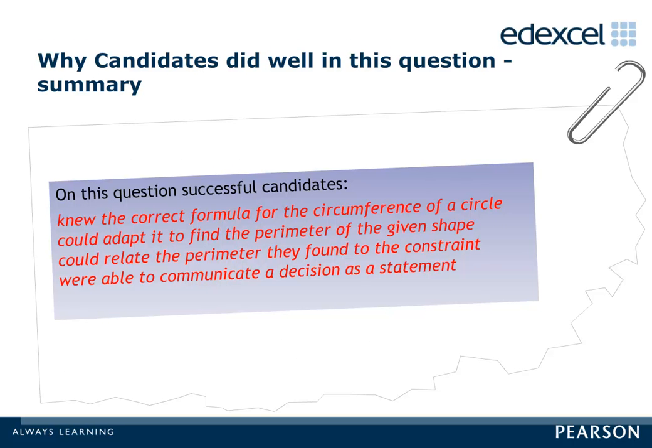In conclusion, candidates who demonstrated good problem-solving skills on this question showed the following. They knew the correct formula for the circumference of a circle. They could adapt it to find the perimeter of the given shape. They could relate the perimeter they found to the constraint. They were able to communicate a decision as a statement.